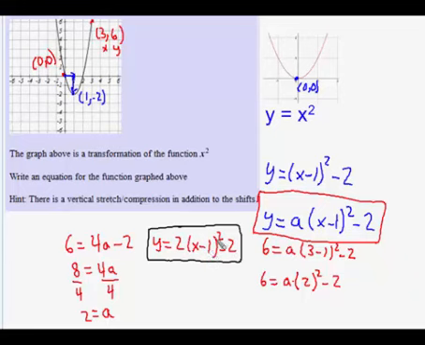The -1 inside the squaring process would move the parent function y equals x squared to the right 1. The subtract 2 on the outside of the squaring process would move the graph down 2. And then finding the value of a and replacing it here will make the parabola skinnier, making it so the graph will go through the points 0, 0, and 3, 6.